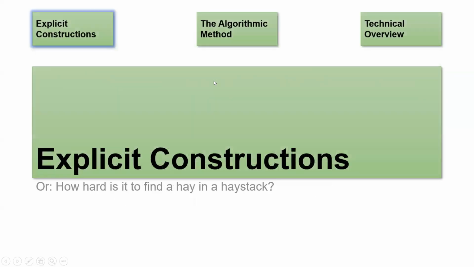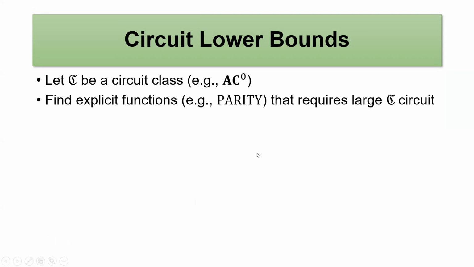So I'll start with explicit constructions. One example of explicit construction is proving circuit bounds. Let C be a circuit class, such as AC0. Proving a circuit bound against C is essentially finding explicit functions that require a large C circuit.